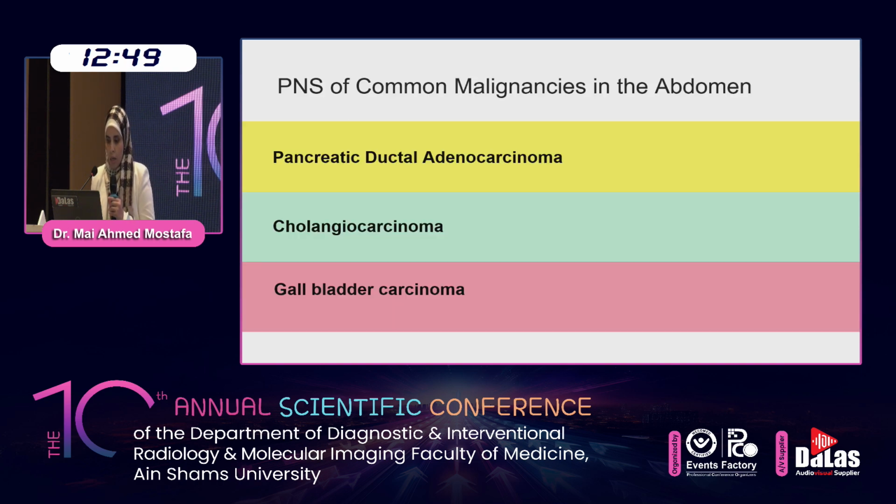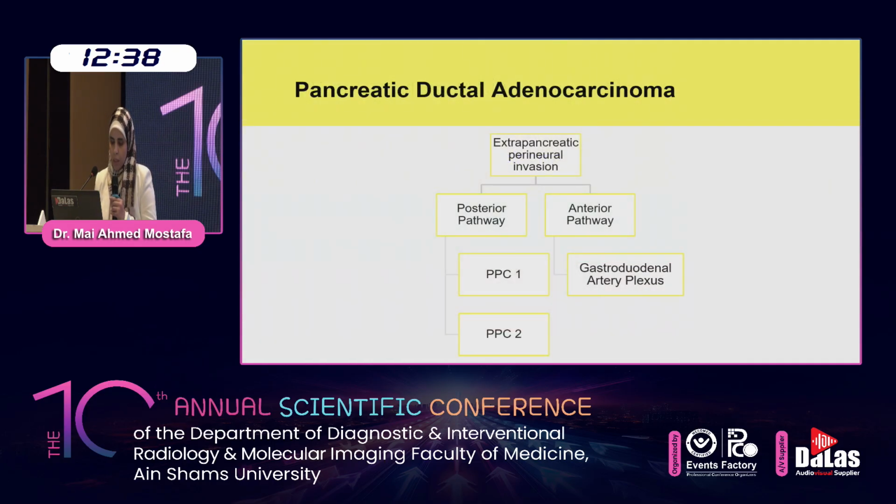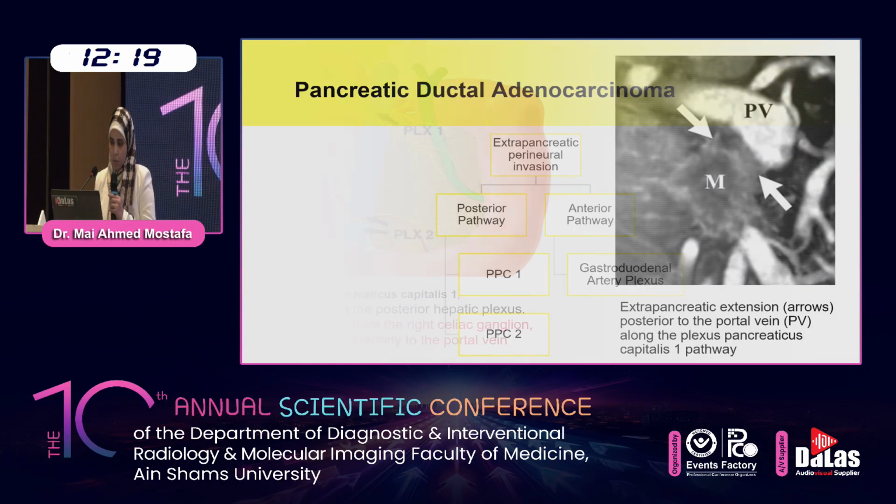As regards the associated abdominal malignancy, we will focus on pancreatic adenocarcinoma, cholangiocarcinoma, and gallbladder carcinoma. First, we will talk about pancreatic adenocarcinoma. Usually, perineural spread with pancreatic adenocarcinoma occurs in two pathways, either the posterior pathway, which includes the plexus pancreaticus capitalis pathway 1 or 2, or the anterior pathway, which is the gastroduodenal artery plexus.